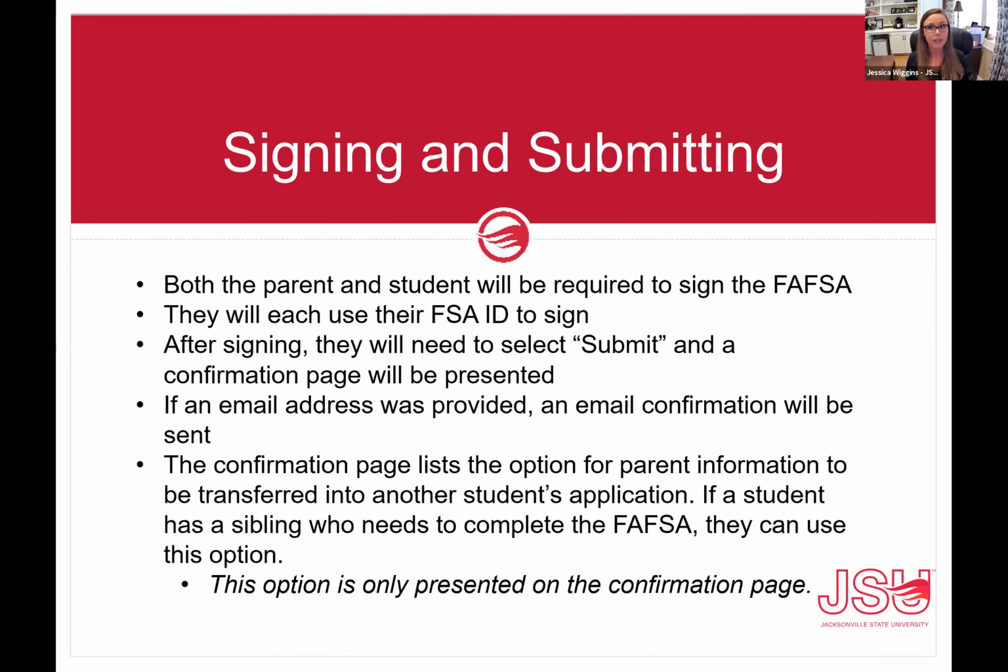One last helpful hint on this is if there is a parent who's completing the FAFSA for more than one student, once they get to this confirmation page when they've submitted the FAFSA, there actually is an option that says, do you have another student that you need to complete a FAFSA for? And then it can transfer most of that parent information into that other student. That other student would have to have an FSA ID already created, but this option is only presented once they get to the confirmation page. They can never go back and access it after they've reached that confirmation page.